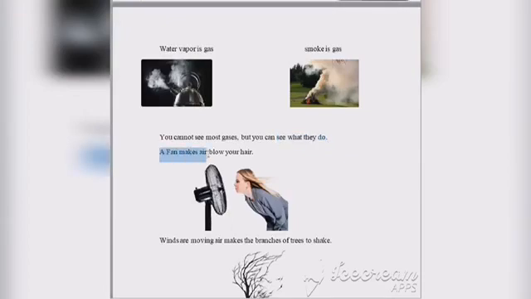A fan makes air blow your hair. For example, we have a fan here. The fan is pushing the air and it makes your hair blow. You cannot see the air, but you can feel it. It's pushing your face. It's pushing and blowing your hair.